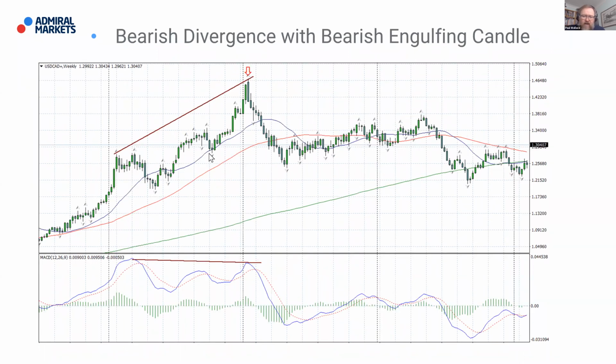Just another simple example here. We can see here, this is dollar CAD on the weekly. You can see that from here, price has pushed to new highs there. But then what it did is it put in a very simple bearish engulfing candle. And what we also see here is that it failed to make a new high on our MACD indicator. So we had price action also with divergence, and then we can see that price rolls over and makes a nice move down there on a weekly chart. This is for the next few months, isn't it? That's when it actually makes a nice move down there.